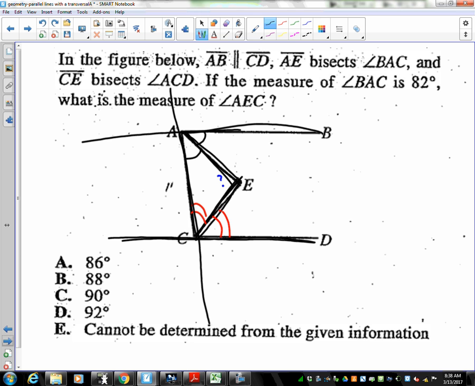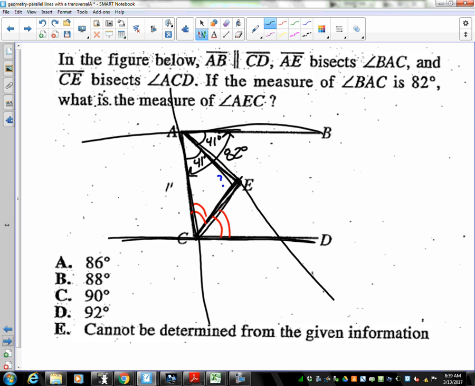Now let's go back. It said that BAC, so BAC here, was 82 degrees. Okay, so if I'm bisecting that, that means that each of these would be just half of that. So each would just be 41. Okay, now, what I'm going to use here with my parallel lines and transversals, notice I should probably extend that one, even though I'm not going to use it. It may come in to help me if I don't figure something out.